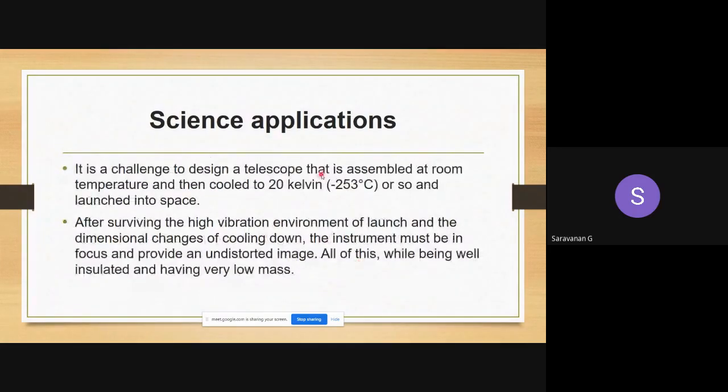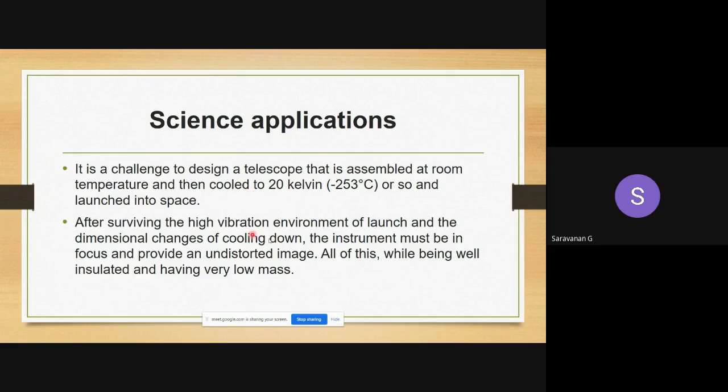So coming to this telescope part, that is very important. We have to design a telescope. It should be assembled at room temperature, and then it should be cooled to 20 Kelvin, around minus 250 degrees C, so that it can be launched into space.